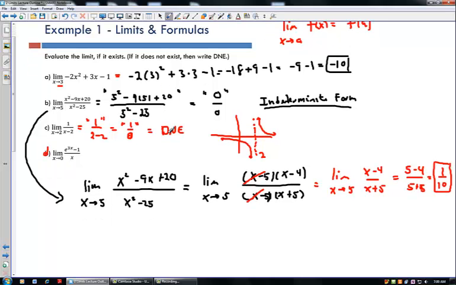And the last one, part D, I'm going to copy it. Well, let me plug in the point first. So when you plug in 0, you get e to the 3 times 0 minus 1 all over 0.